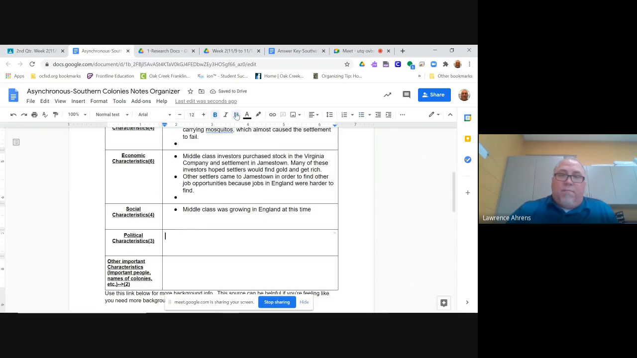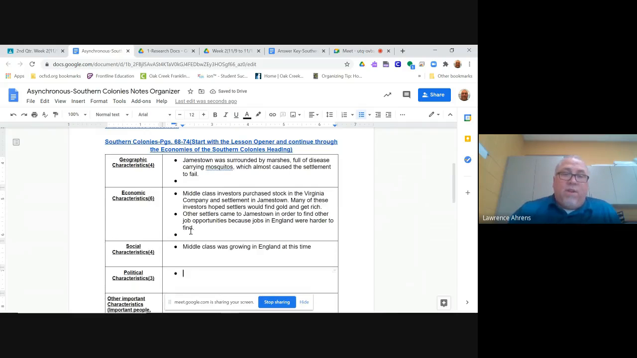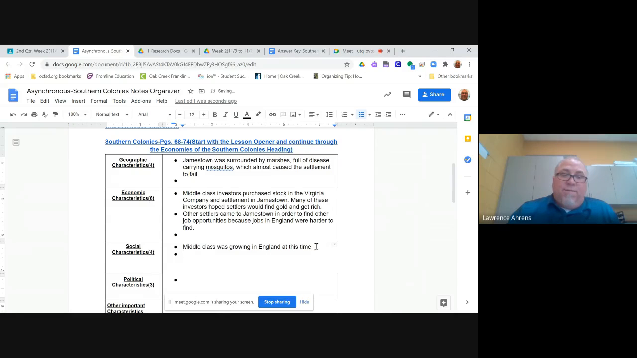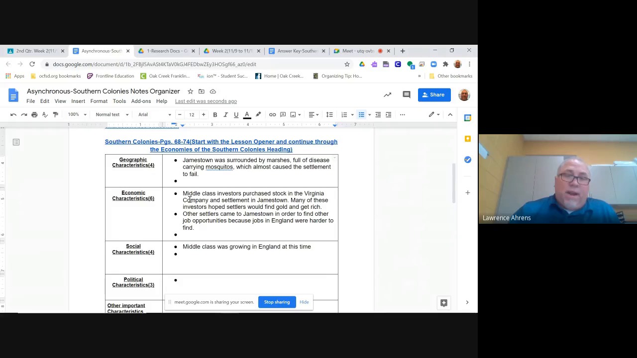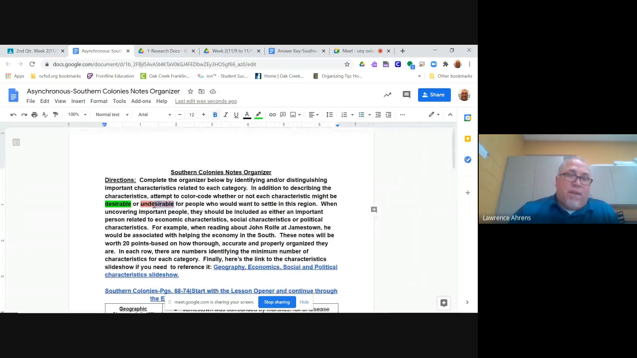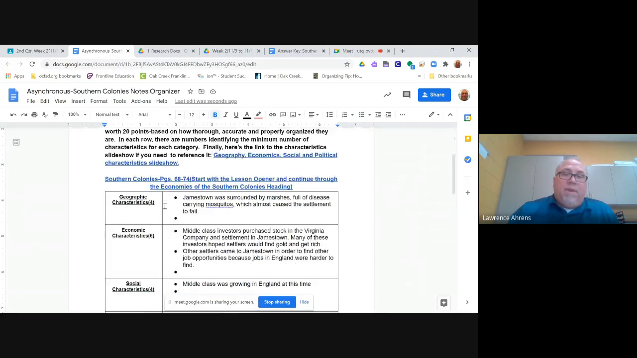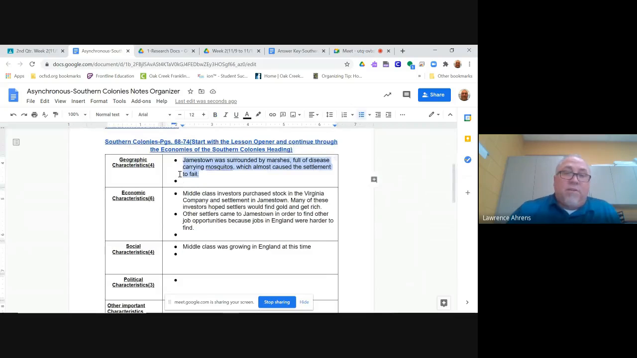Now, keep in mind what we're doing here in this notes organizer, if you can recall my conversation from Monday, is we are doing this so that we can build a background amount of information that we can use to advertise for one of the regions. So if you choose, let's say, the Southern Colonies as a region to advertise, at the end of this experience I'm going to have you go in and highlight which characteristics are desirable, highlighted green or whatever positive color you want, maybe red, orange, or some other color that you might view as undesirable. Basically, you're just going to start categorizing these. Like, is this great to have, certain areas of the South that are surrounded by marshes full of disease-carrying mosquitoes?